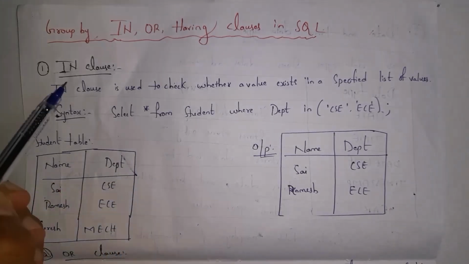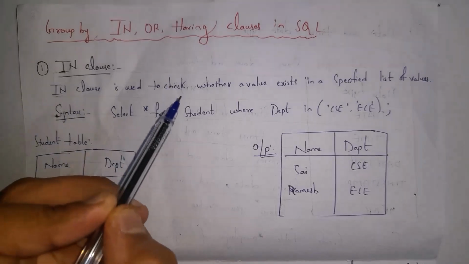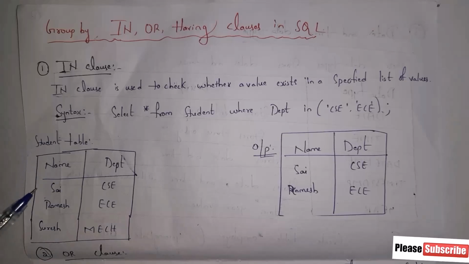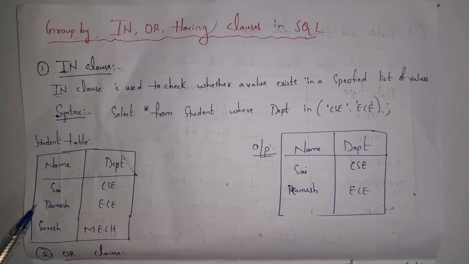Let's get started. In clause is used to check whether a value exists in a specific list of values or not. I'll give one simple example so that you can clearly understand what is in clause. For example, there is a table. The table is student table. Student table contains name Sai, department CSC, Ramesh, department ECE and Suresh, department MEC. Now I want to check whether any of the records belong to CSC and ECE or not.